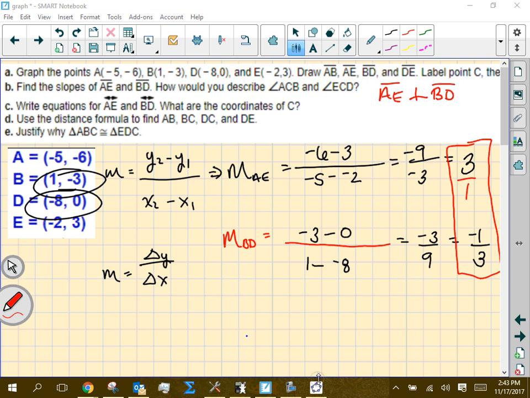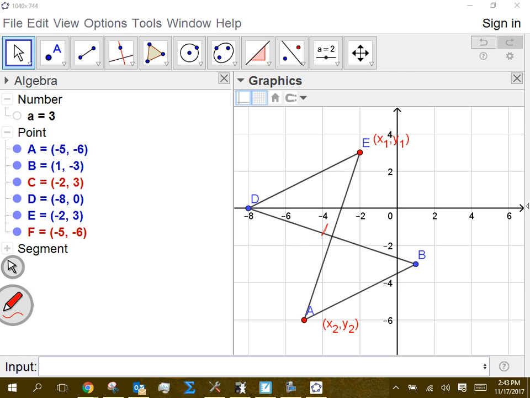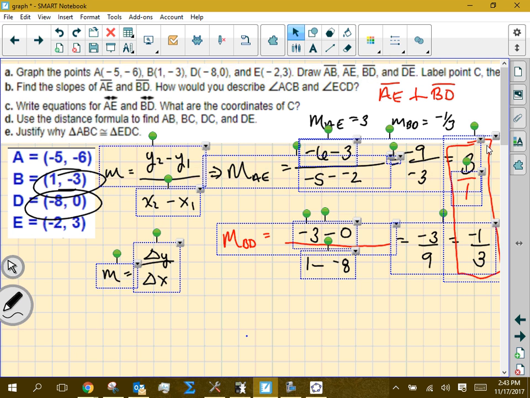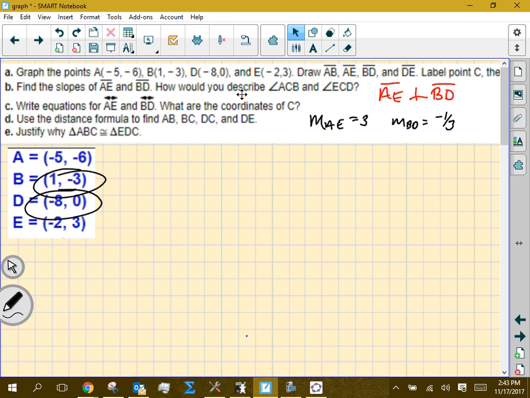So when I go to my picture, we can put right angles in here, which is going to be useful for us because they want us to classify, or sorry, not classify, but justify that these two triangles are congruent. So that's necessary. It's useful. Okay. I'm going to write here that slope of AE was 3, slope of BD, negative 1/3. The next part says develop equations for AE and BD.